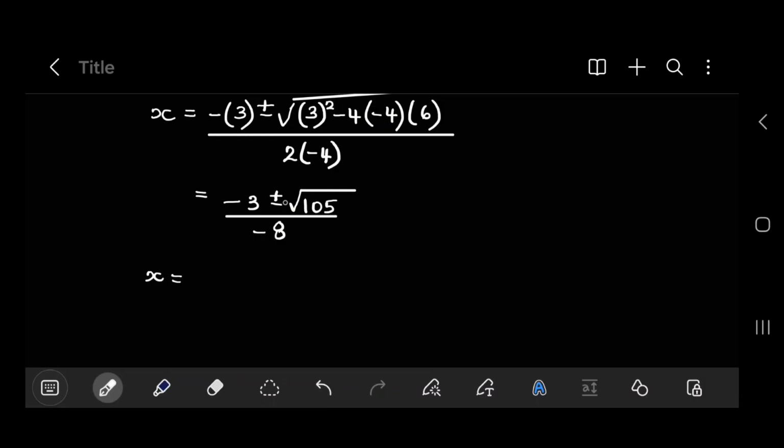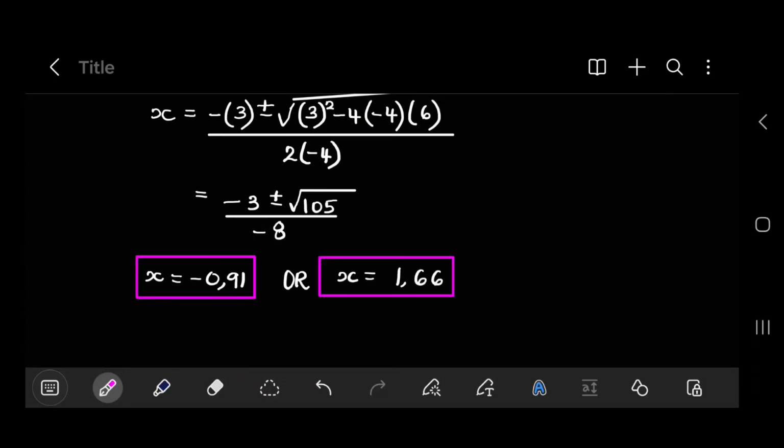Now let's first work with the plus. So we get negative 0.905. But remember, they said that they want their answer correct to 2 decimal places. So it's going to be negative 0.91 when we round off. Then with the minus sign, we get x is equal to 1.655, so it becomes 1.66. So these are the 2 answers to this question.